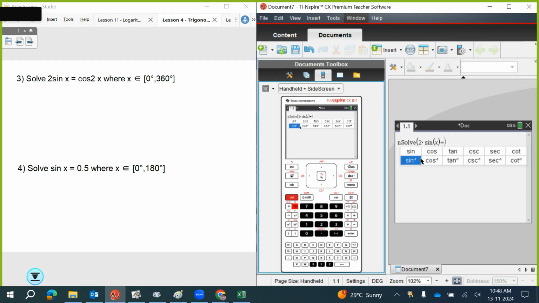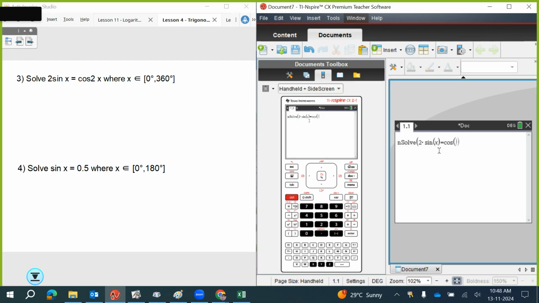So we've got 2 sine x is equal to cosine of 2x. And then we say solve for x. And then we say solve from 0 to 360 degrees. Our first answer is 21. So x, let me pull up a pen.